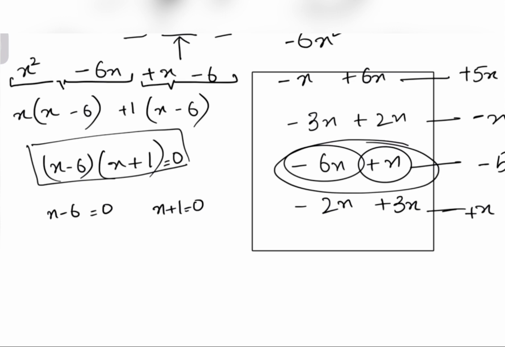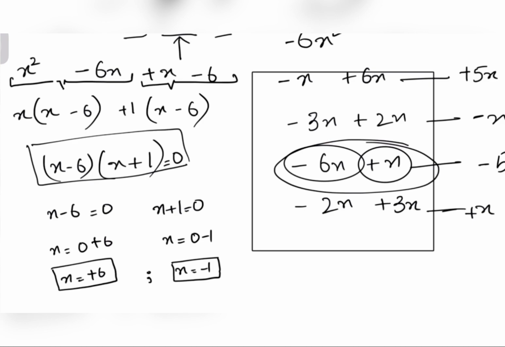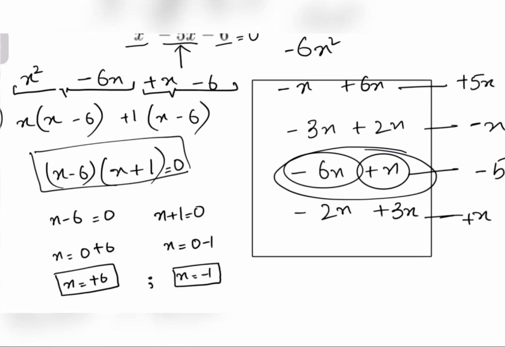Here we'll take the negative 6 to the other side. We'll have x equals 0 plus 6. Here we'll have x equals 0 minus 1. This will give us x equals positive 6 and x equals negative 1. These will be the two answers to our equation in the question that was given to us, x squared minus 5x minus 6.